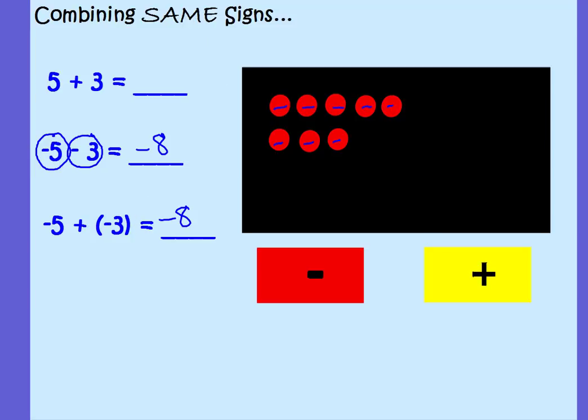Another way you can do your models, I don't like to draw the little circles. They take too much time. You can just put the signs. So for this problem, if I want negative 5, 1, 2, 3, 4, 5, I draw 5 negative symbols. And for negative 3, for the second integer on the second line, I draw 3 negative symbols. They're all negative, count them up, and you still get negative 8. So this is another way that you can model it if you're not into drawing the circles.